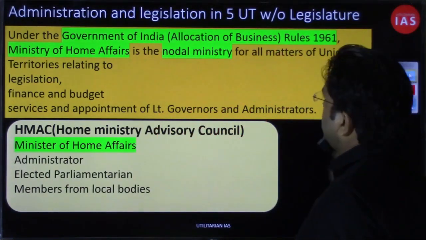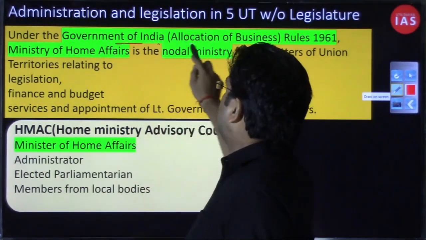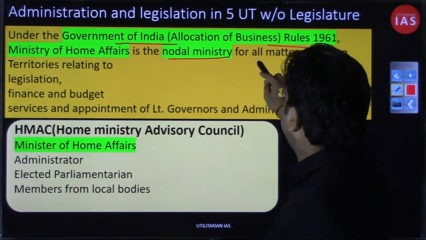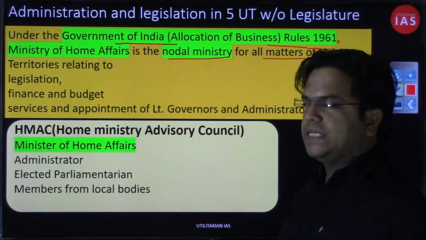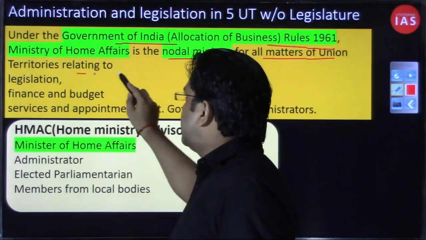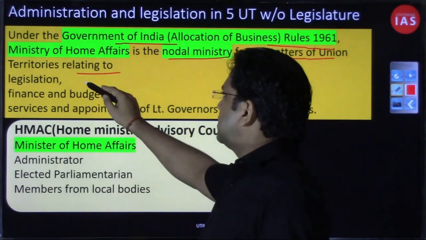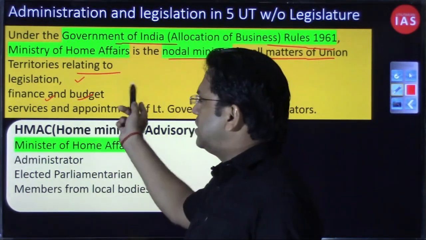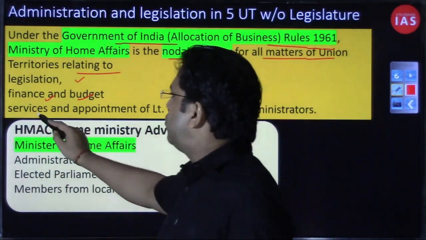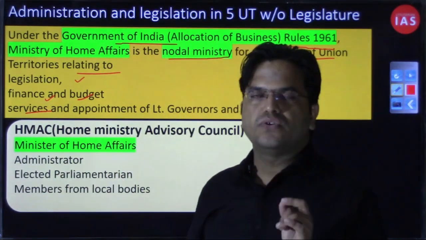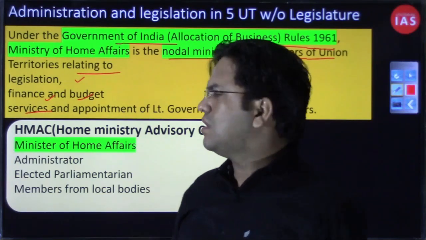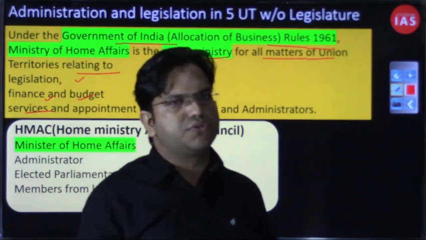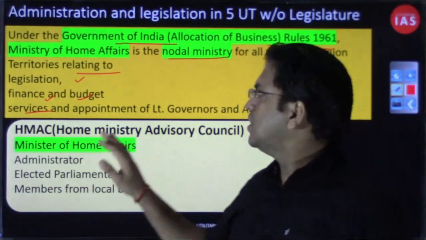Let us read this point. Under the Government of India Business Allocation Rules, the Ministry of Home Affairs is the nodal ministry for all matters related to the union territories. And what matters? Matters dealing with legislation, matters dealing with finance and budget, that we already talked about. One new point is services. You have various kinds of services, IAS, IPS, these kinds. So service allocation will also be done by the Ministry of Home Affairs in relation to the union territories.